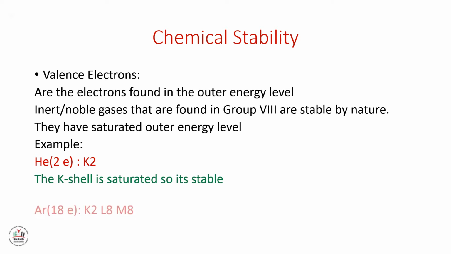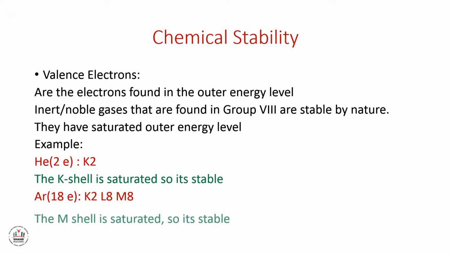Let's do another example. The argon atom, which has an electron configuration of K2, L8, M8. The outer energy level is M, and it has the maximum amount. So we say that the M shell is saturated and the argon atom is stable.